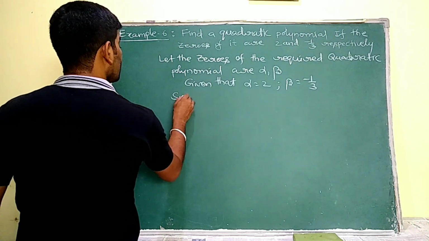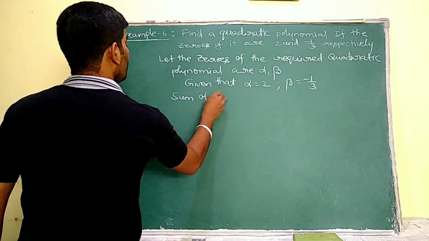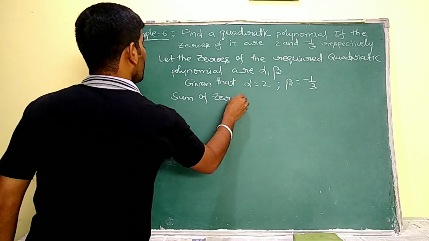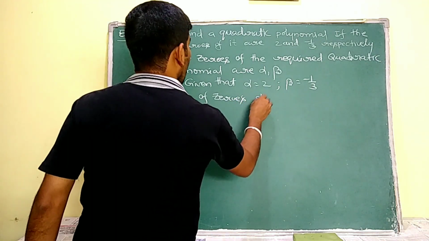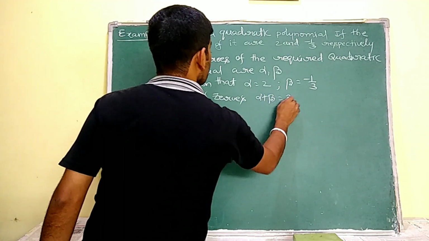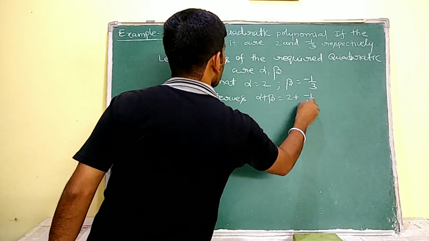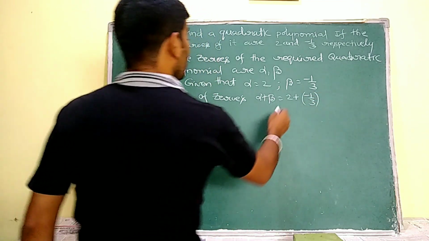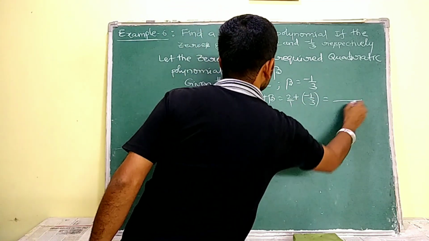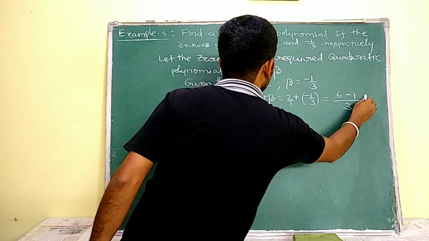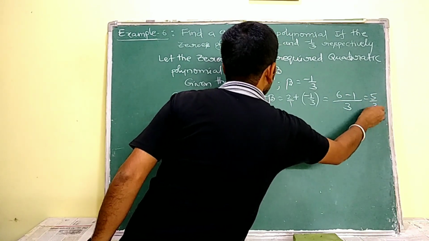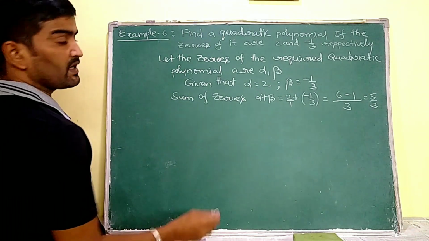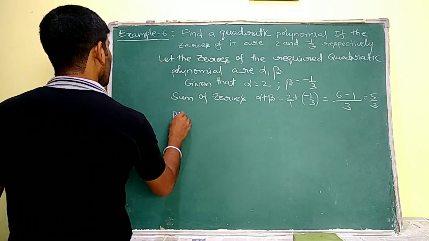Now you have to calculate sum of the zeros. What is the sum of zeros? Alpha plus beta we have to write. That is 2 plus minus 1 by 3. By taking out the LCM here, the LCM is 3. That is 6 minus 1, that is equal to 5 by 3. That is the sum of zeros. Similarly we have to write the product of zeros.